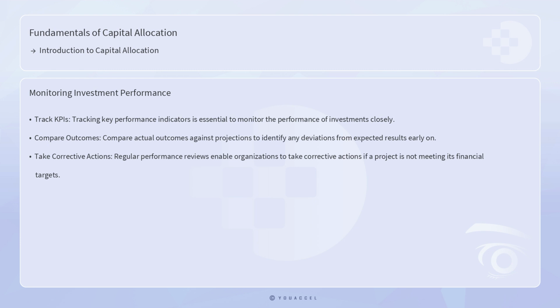Once capital has been allocated, it is essential to monitor the performance of the investments closely. This involves tracking key performance indicators and comparing actual outcomes against projections. Regular performance reviews enable organizations to identify any deviations from expected results early on and take corrective actions if necessary. For instance, if a project is not meeting its financial targets, the organization might reallocate resources to more promising initiatives or adjust the project's scope to improve its performance.